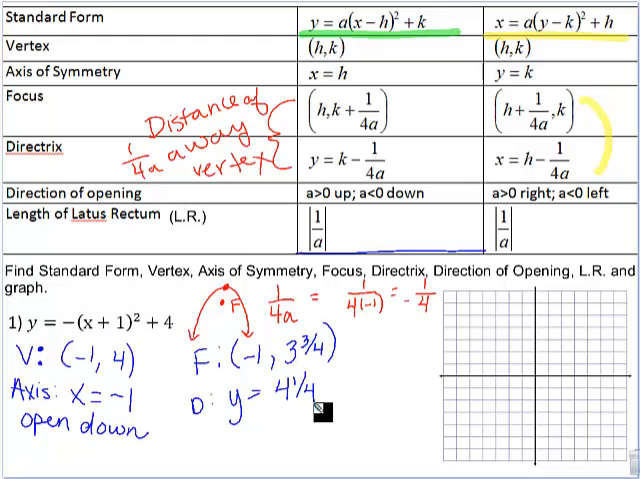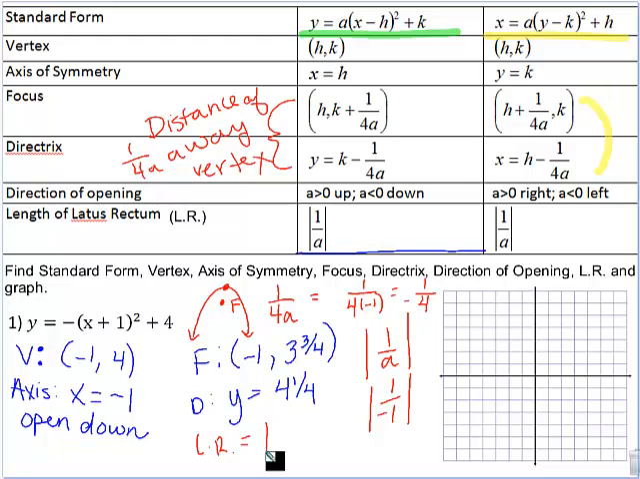The LR then is the absolute value of 1 over a. So our a value is negative 1. So what will be the absolute value of 1 over negative 1? 1. So the LR here is 1.